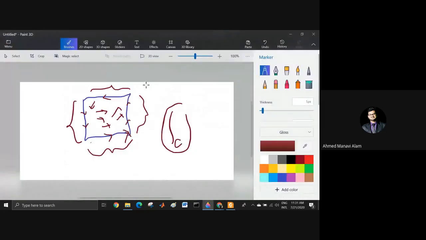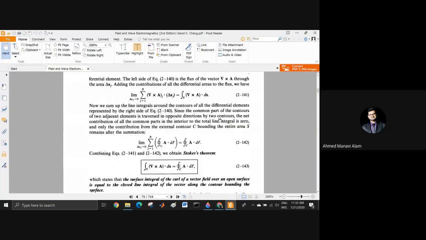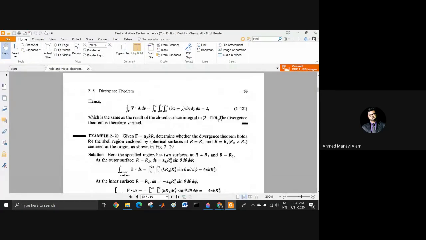What does this integration mean? This integration means that you are trying to find the curl at every point of the surface. Suppose you take a small amount of surface and find the curl there. Now, by integrating, you are adding the curl at every point of the surface. That value is equal to the line integral of the vector.